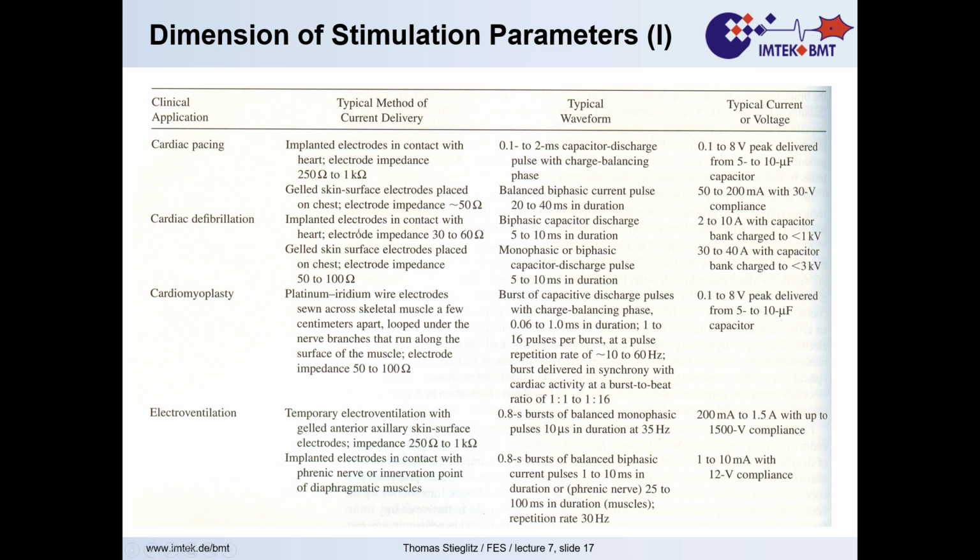So therefore we still have gelled skin electrodes here for cardiac pacing. If it goes to defibrillation, so heart arrest, and to reanimate the heart by an electric shock, we need much more energy and longer pulse durations. And that's amazing. While in the cardiac pacemaker we are at the 200 microseconds capacitor discharge and up to 8 volts, in cardiac defibrillation we are up to 40 amperes and 3 kilovolts.